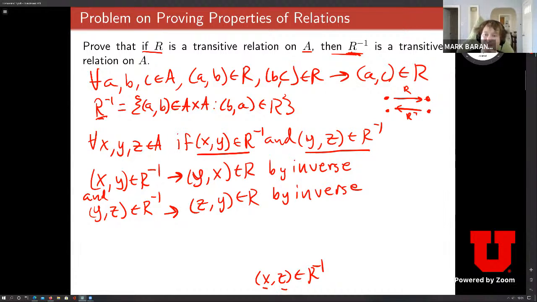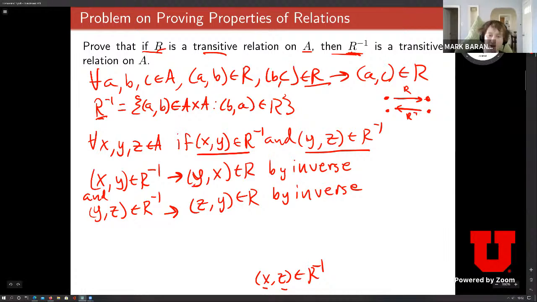And the only thing we haven't used yet is the fact that this is transitive. Does anyone know how to finish this? We haven't used the fact that R is transitive. So could we say that x comma z exists in R by definition of transitive, and then take the inverse of that?